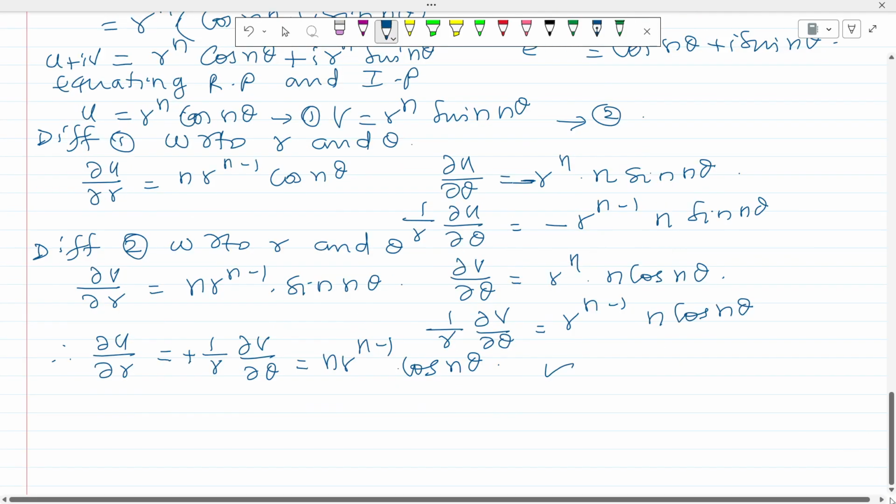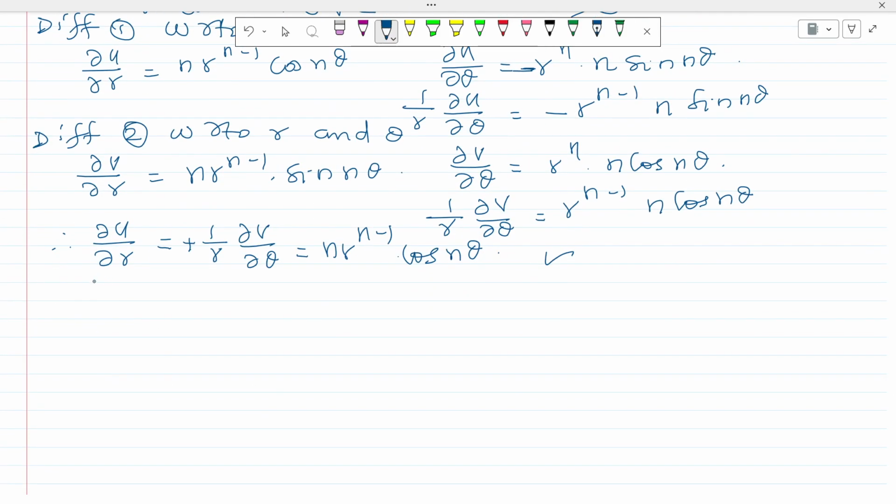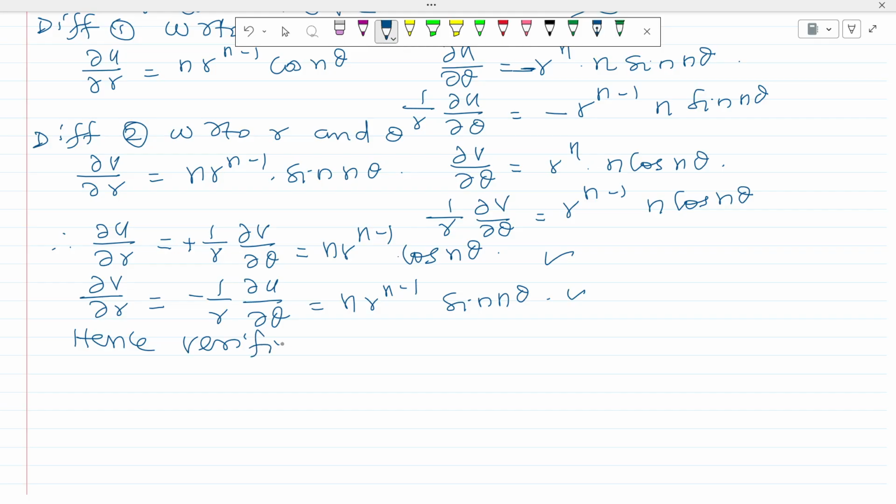Second one is dou v by dou r equal to minus 1 by r dou u by dou theta. So that is equal to what you get? n into r power n minus 1 sin n theta. So both of them are verified. Hence verified CR equations.